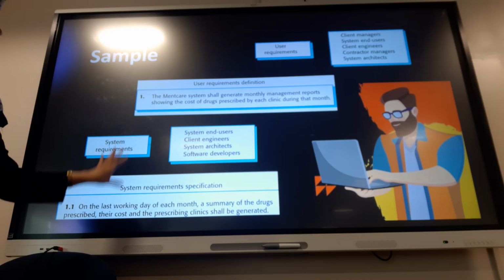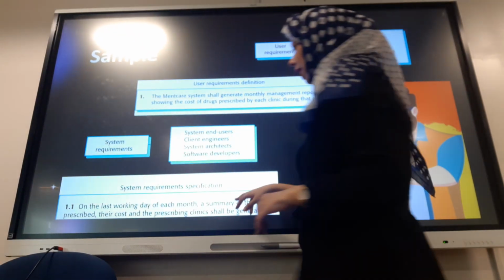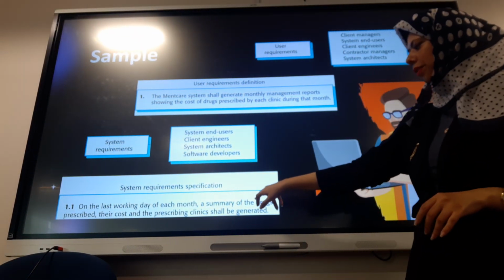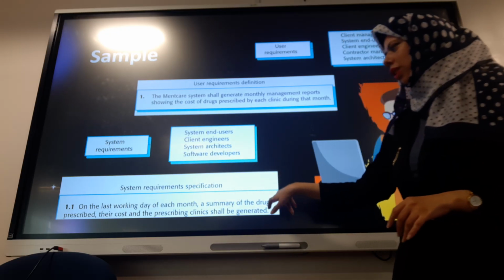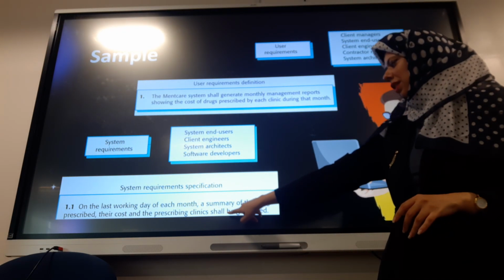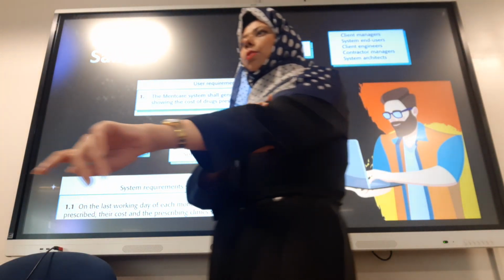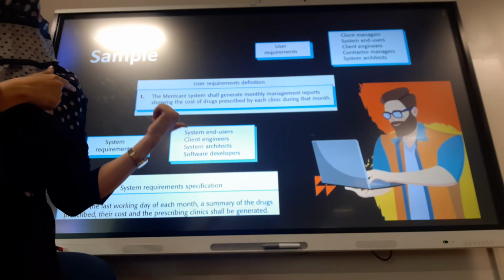This is one. Now this one here, on the last working day of each month, a summary of all drugs prescribed, their cost, and prescribing clinics should be generated. So the system needs to provide maybe filters to provide this data, right?